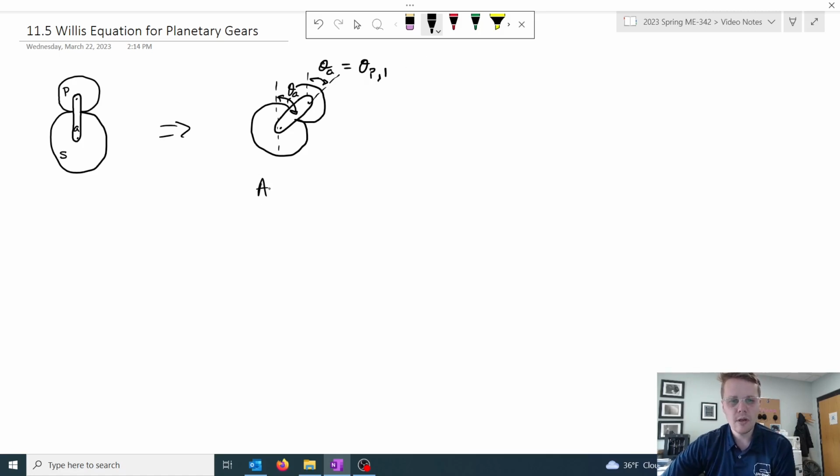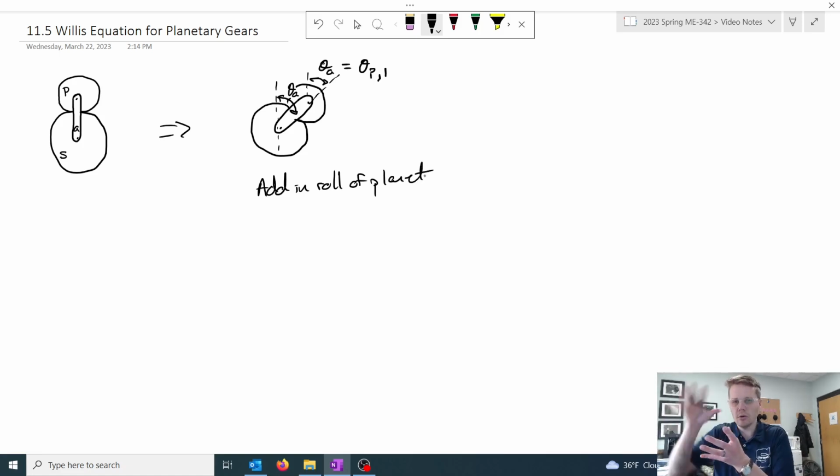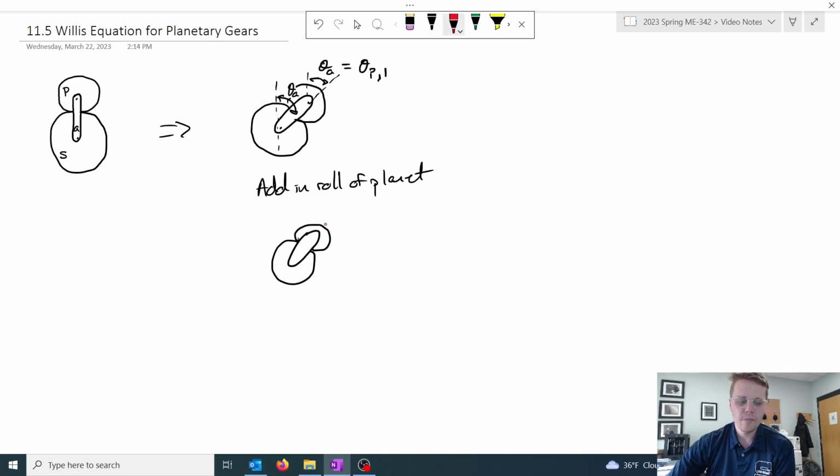Now, let's add in the roll of the planet. So again, the planet has to roll, like a ball on a table, around the sun for this to be possible. So let's do a little drawing here again. Arm, sun, planet. And the rolling of the planet could be represented as an arced path. So let's call that S sub P.